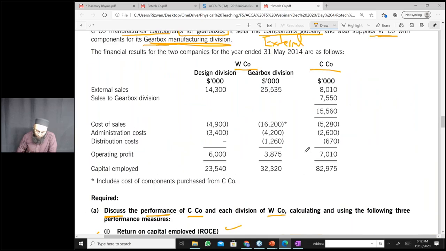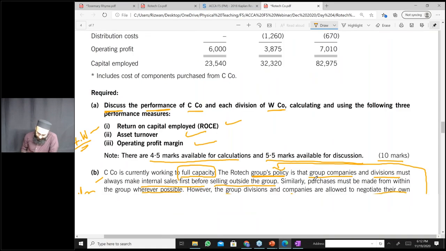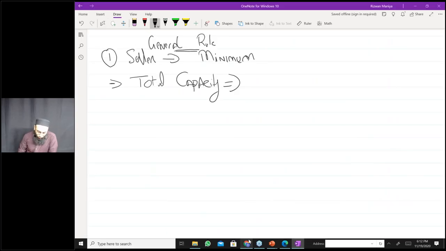As you can see here, total figures are given here, only total. So we have to use the total figures only. Okay. Now, if I start first, what is the total sales that the company is doing?